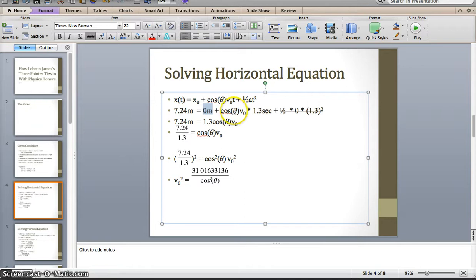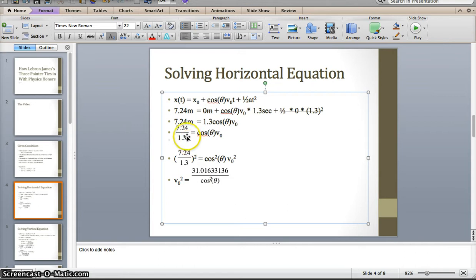We do not know cosine, the angle, or the original velocity, so we'll just leave those as variables. And then we have the original time, which is 1.3 seconds, and then we add 1/2 no acceleration times 1.3 seconds squared, and anything times 0 is also 0, so this can also be crossed out as it's insignificant. Therefore, we can simplify the equation to 7.24 meters equals 1.3 cosine theta v sub 0.